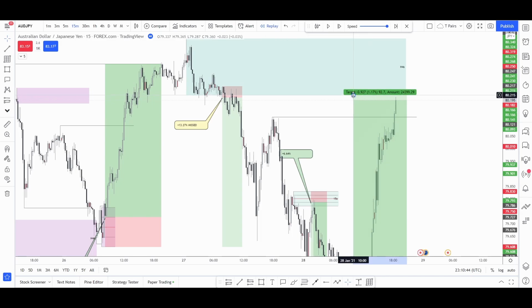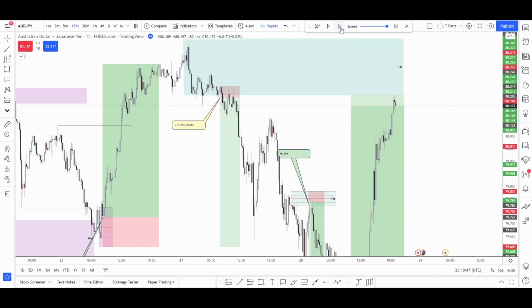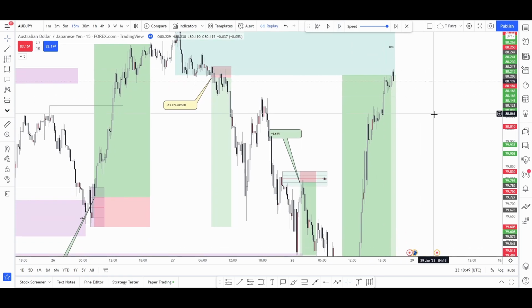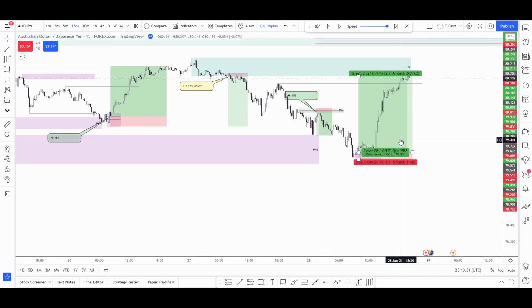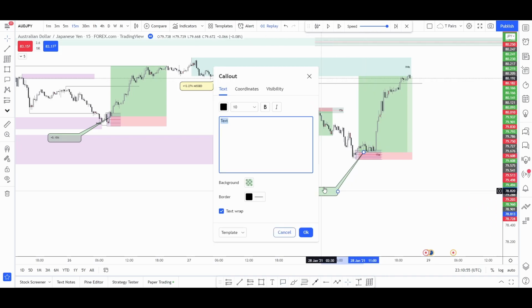Cool. Let's just get that right. Okay, cool, we got it. So that is not a bad win. 10.91, so plus 10.91%.